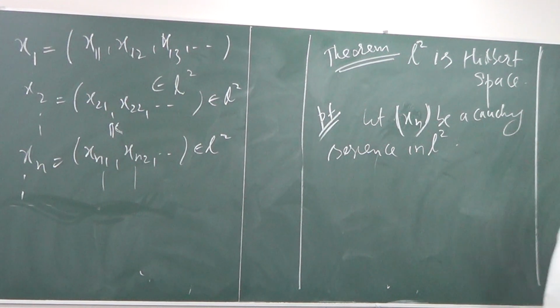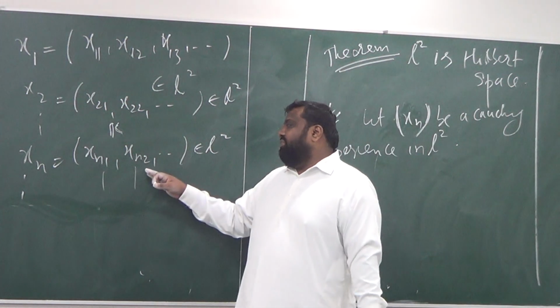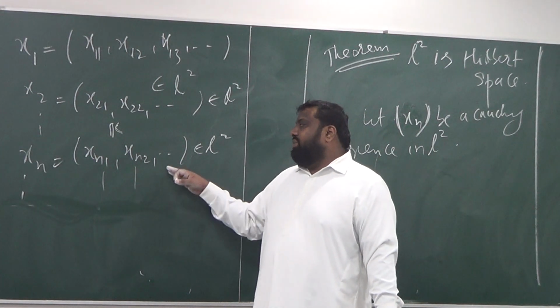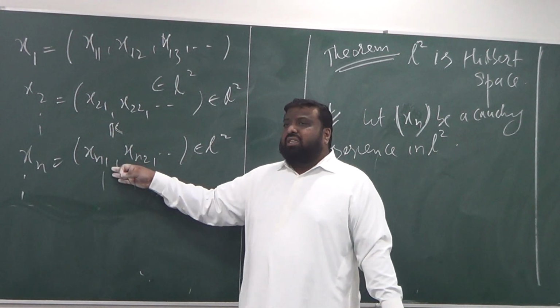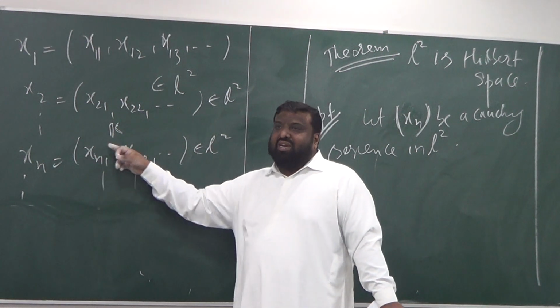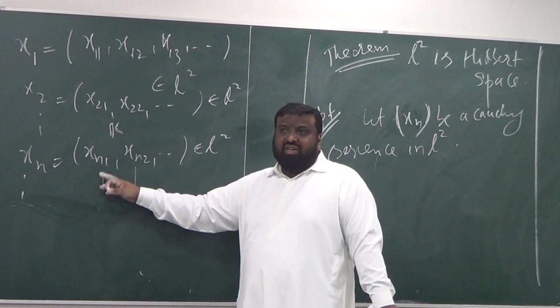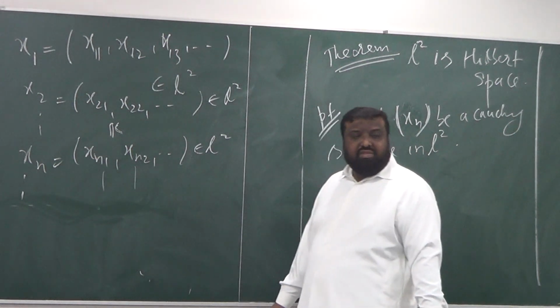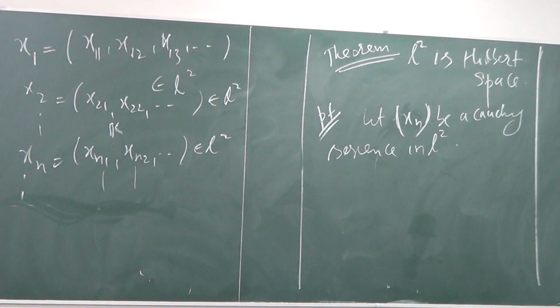You can ask why each of these components xn1, xn2 is convergent. Because the sequence is Cauchy, I can show that each component sequence must also be Cauchy. And if it is Cauchy, it must be convergent. That's what I would like to show actually.